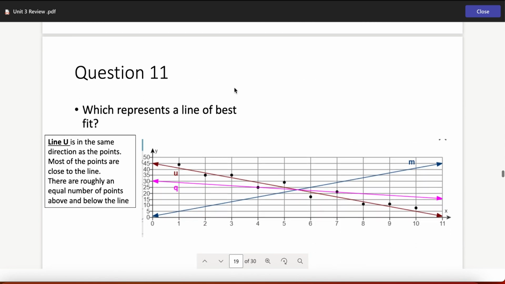Let's try out some problems. So, question 11. Which represents the line of best fit? So let's look at the graph real quick.